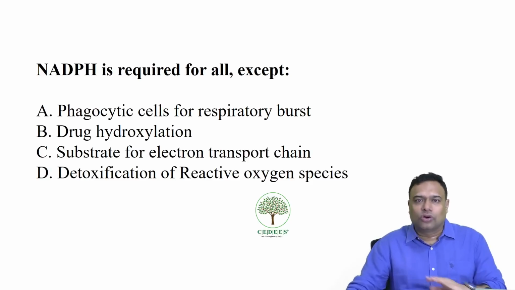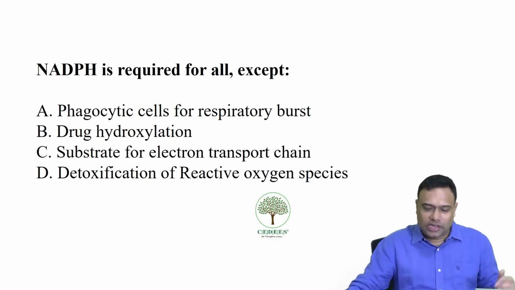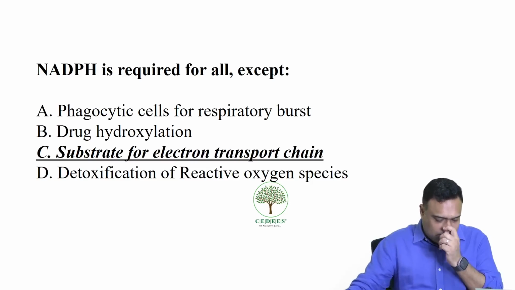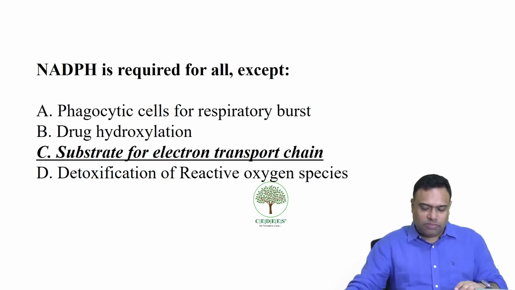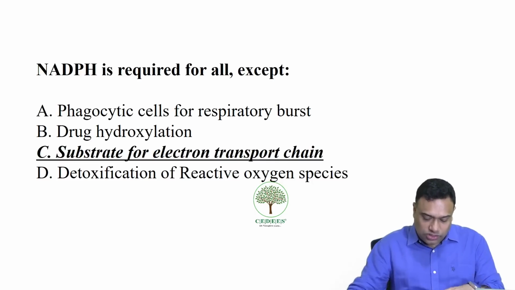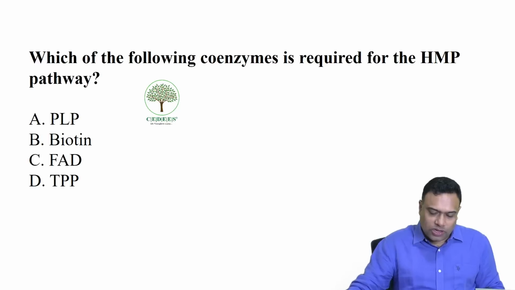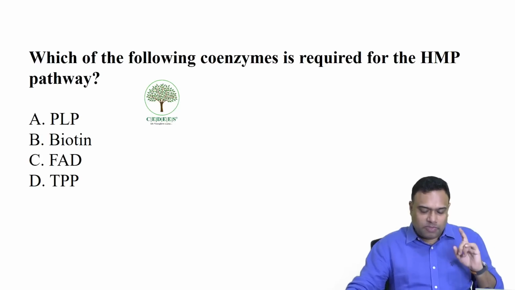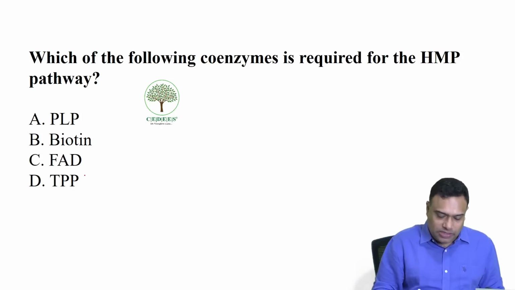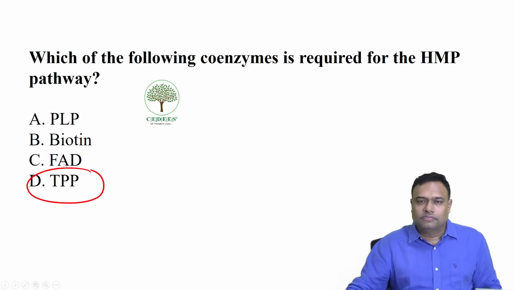NADPH is required for all. So we've given a huge list where all NADPH is needed, except substrate for electron transport chain. But respiratory burst, hydroxylation, detoxification of reactive oxygen species, it's used in all these areas. Which coenzyme is used for the HMP pathway? Very important is TPP, thiamine pyrophosphate, for transketolase reactions. Okay.